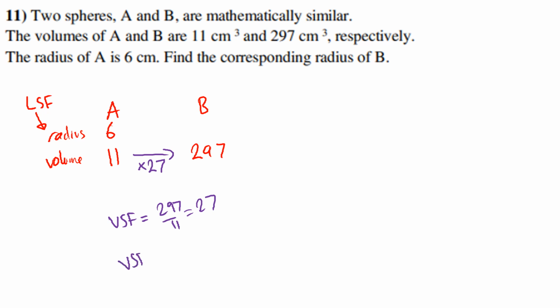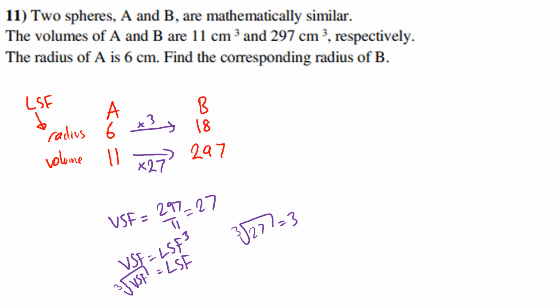Now the VSF is equal to the LSF cubed. So if we cube root the VSF, we should get the LSF. The cube root of 27 is 3. You can just type that in. And so that tells us that the lengths are times by 3. And so our missing length here is 18. Okay?